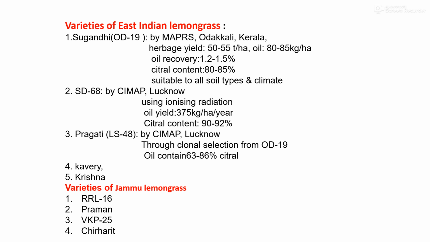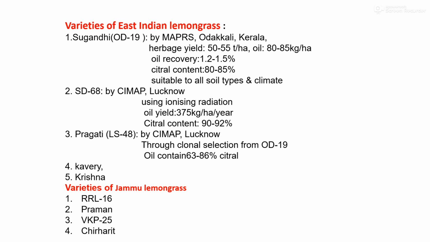It was developed by the Central Institute of Medicinal and Aromatic Plants, Lucknow. It is produced by ionizing radiation. The oil yield obtained is 375 kg per hectare per year, and the citral content is again great, 90 to 92%. The third variety is Pragati, LS-48. It is from the same research station. Through clonal selection, this variety was developed from OD-19. The oil has 63 to 86% citral.